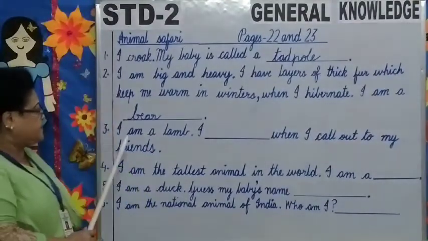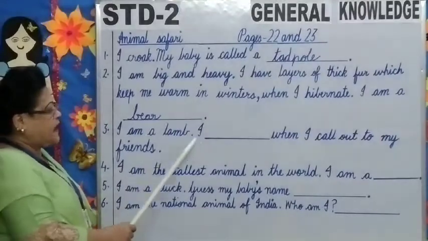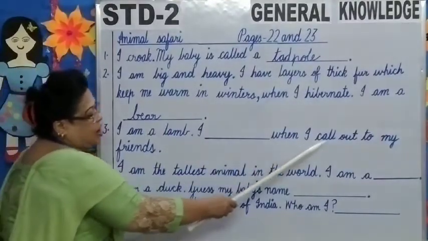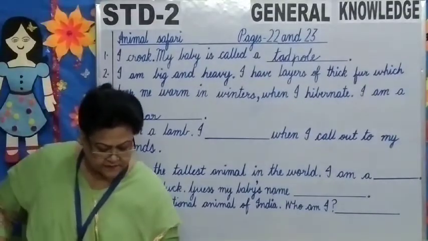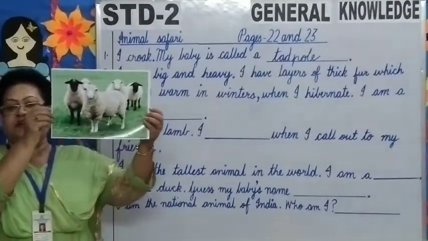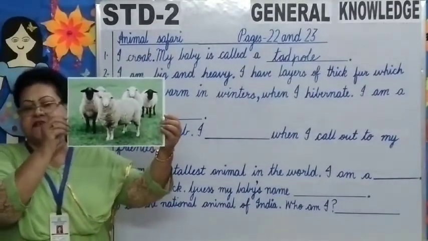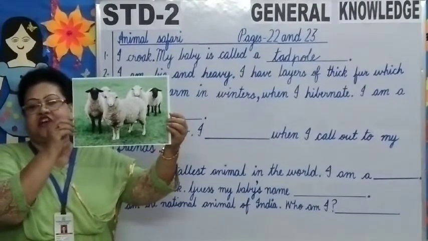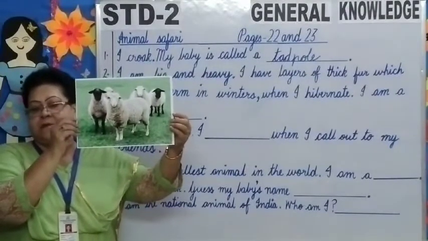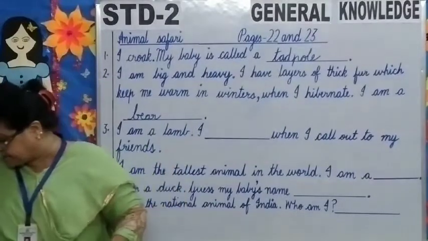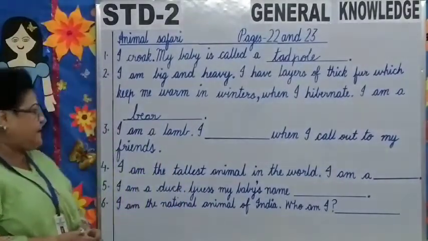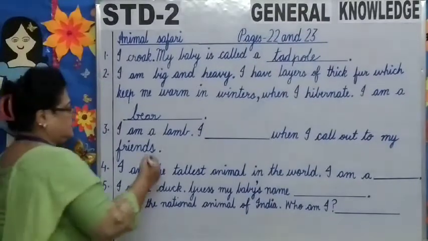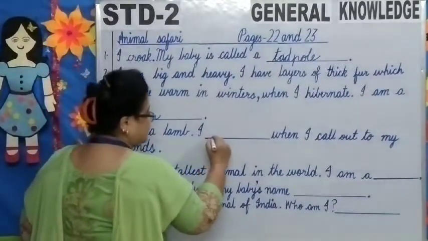Number three. I am a lamb. I dash when I call out to my friends. Look at this picture, children. Can you recognize it? Yes. This is a picture of a sheep. A sheep's baby is called a lamb. And what sound does a lamb make? It bleats. So I am a lamb. I bleat.